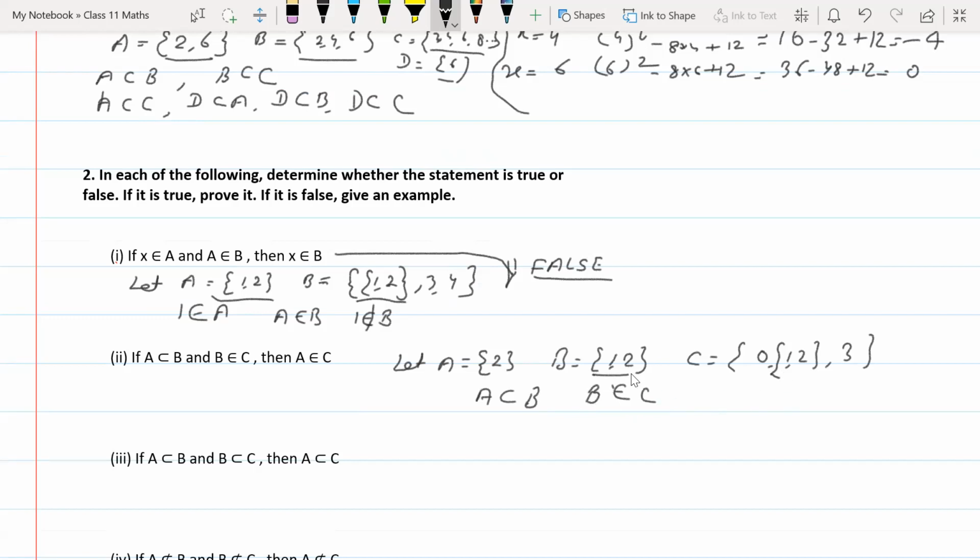B also belongs to C. So B is an element, this set belongs to this. So B belongs to C. Both these, then A belongs to C. A's element is 2. But in C, there are no 2 elements, because there is only one element, which is 1 2. But C doesn't contain 2. So 2 doesn't belong to this.